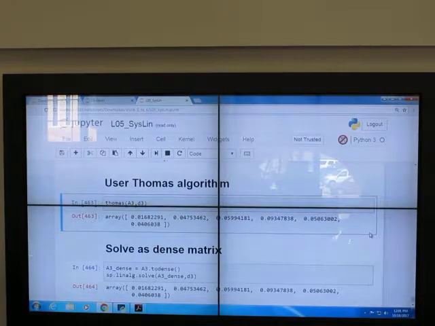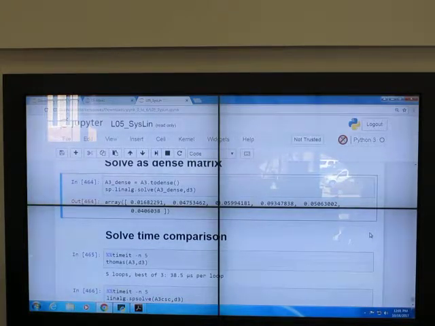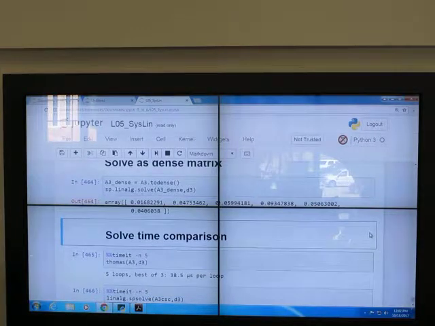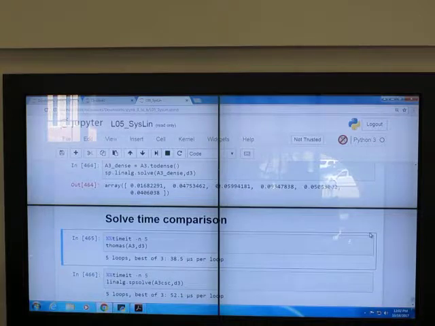I can also solve it as a dense matrix using linear algebra solve, but change it to dense first, A3 dot dense. Solve time comparison, you look at it for yourself. Thomas, 40 microseconds.